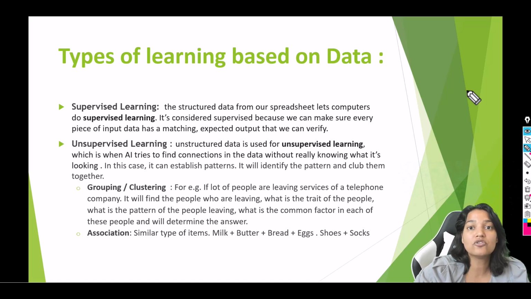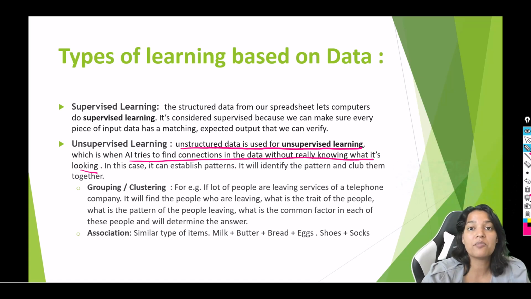Now what is unsupervised learning and what can it do? Unsupervised learning is the learning from unstructured data. Unstructured data is used for unsupervised learning, which is when AI tries to find the connections in the data without really knowing what it is looking for. Just by looking at unstructured data, you might feel like, what is it even used for in an AI model? Why do we even use it? No, it is very, very powerful, because when we feed this unstructured or unrelated data to the AI model, it will try to establish the connections between these data.